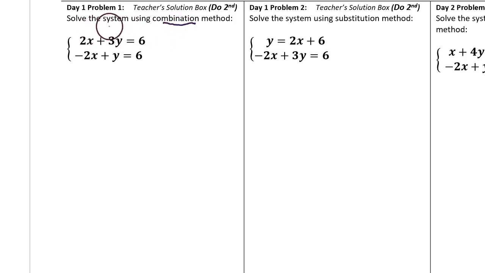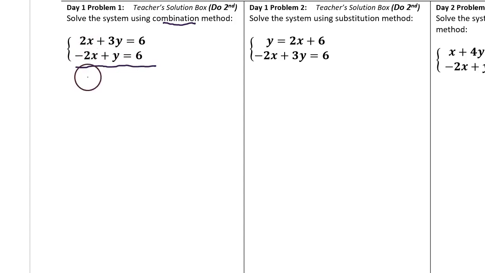Let's look at the x terms and at the y terms to see if any of them are opposites of each other. This is positive 2x, this is negative 2x. These are opposites. 3y and positive 1y are not opposites. Because we do have some opposite terms, we're going to combine the equations together by adding.